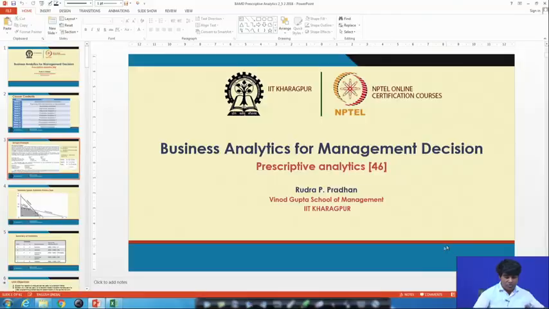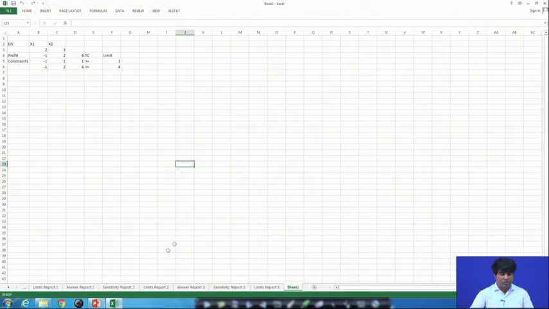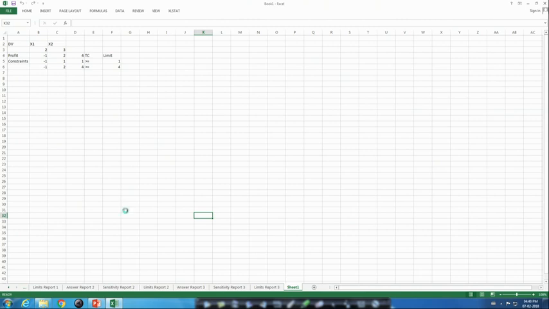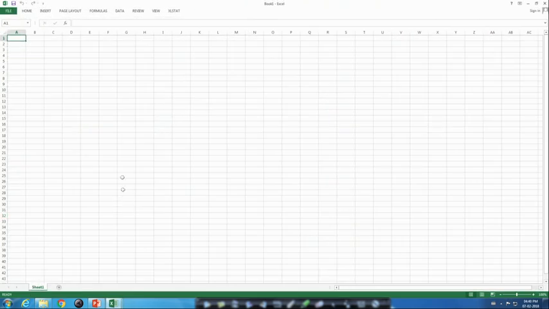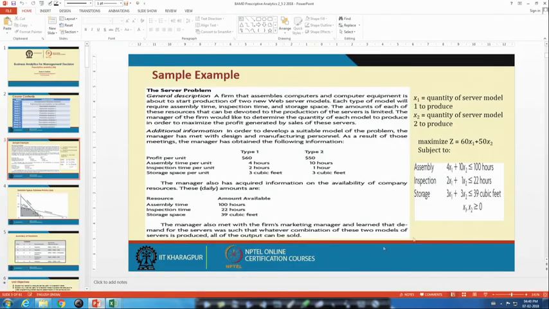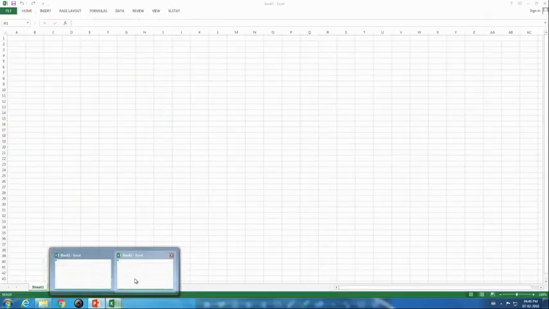So, for that, we can go to the Excel solver. Here the structure is like this, and we would like to start with a new problem, so let me take you to a new Excel sheet, and we start with a simple problem which we already have here. So, this is the problem, and we would like to solve it through the solver package.